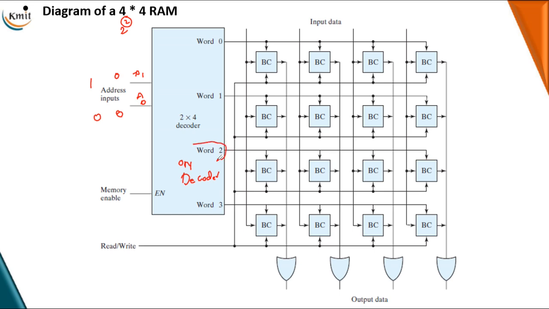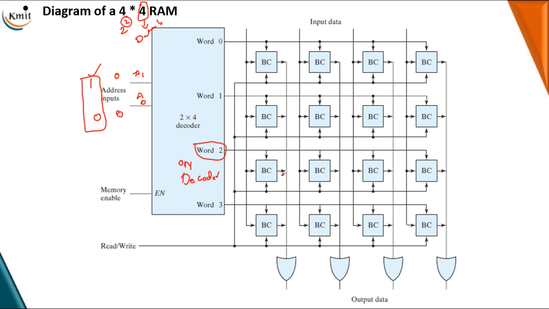So the second memory word is selected, because let me take 10 as my current address input. Since I applied 10 on the address input, word 2 is selected, and that word 2 is connected with these 4 binary cells. The second number indicates the data bits available on each memory word.